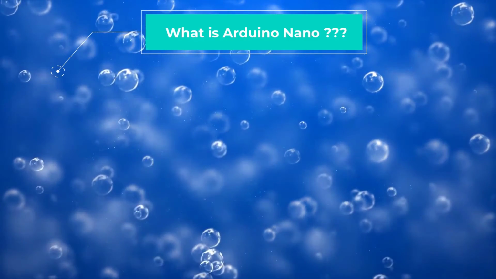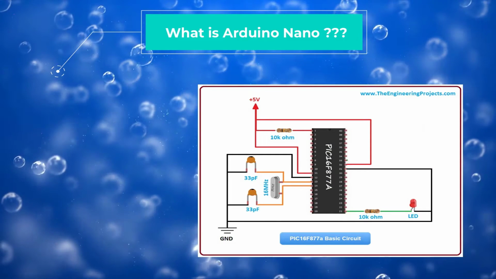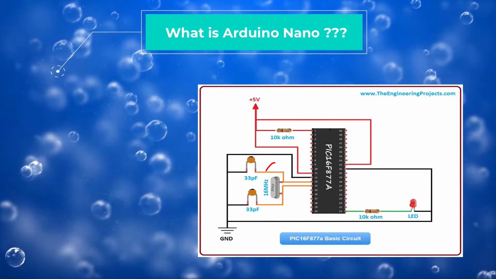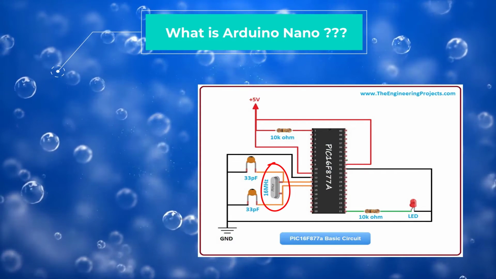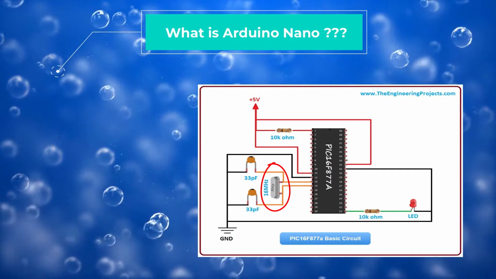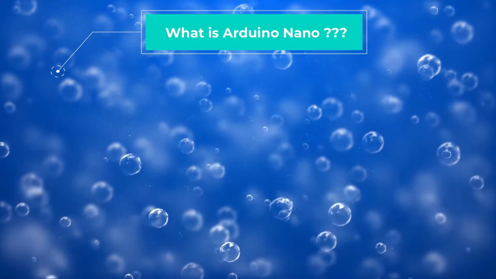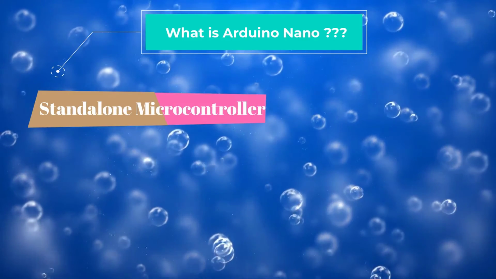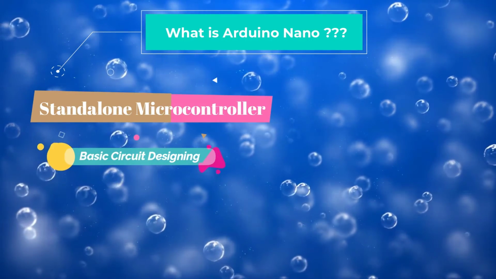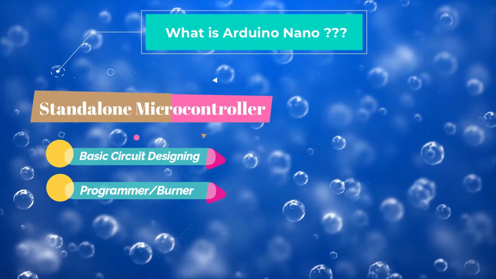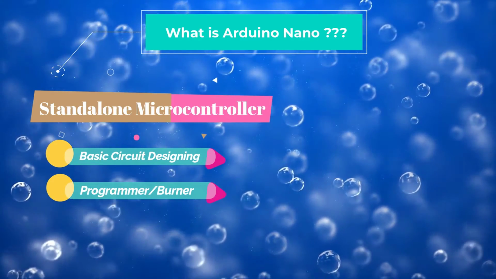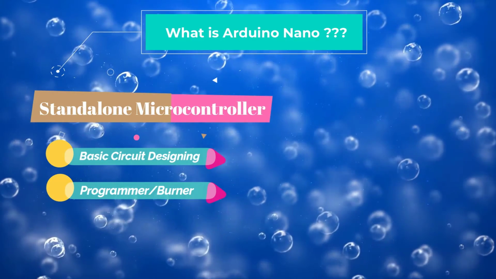Moreover, in order to operate a microcontroller, we have to design its basic circuit first, where we use a crystal oscillator for frequency, and a master button for reset. Without a basic circuit, we can't operate a microcontroller. So, it's quite difficult to work on a standalone microcontroller. It involves circuit designing, plus you have to purchase a programmer or burner in order to upload code. Arduino has solved both of these problems by creating these small plug-and-play boards.